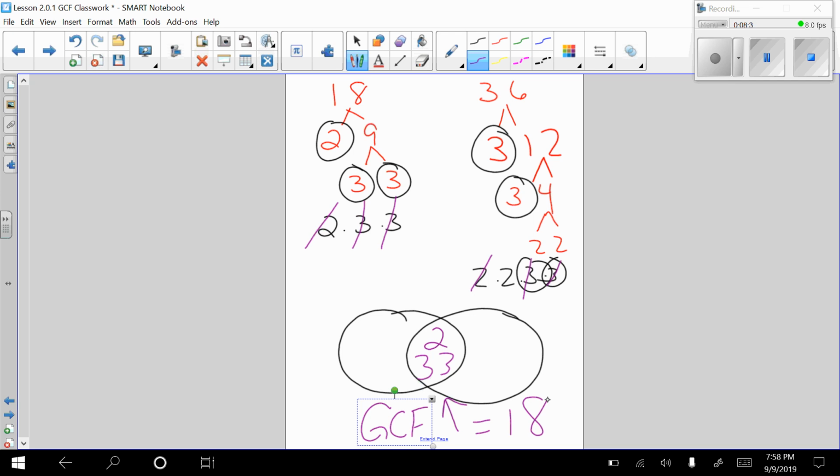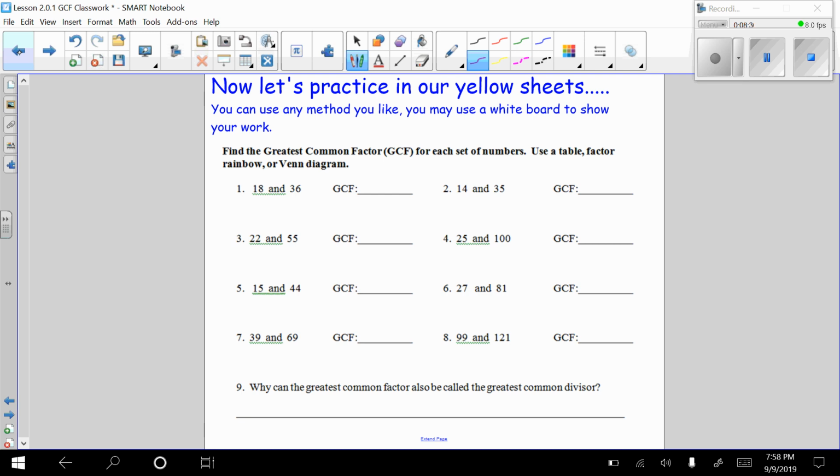That is just one method. You are free to use any method that you would like to try to solve the rest of the practice problems in your yellow book.